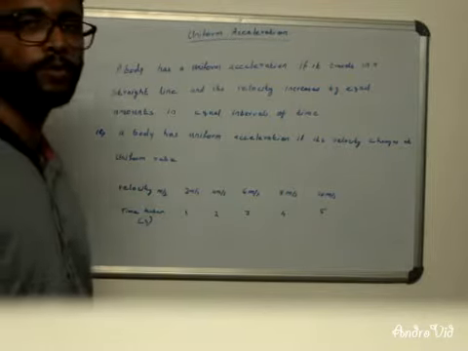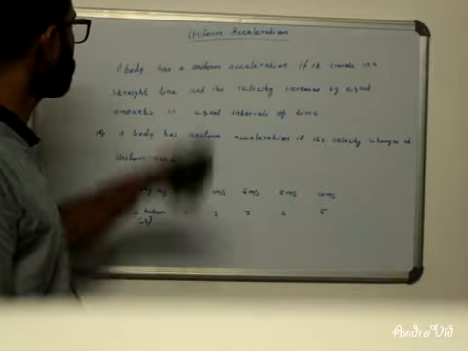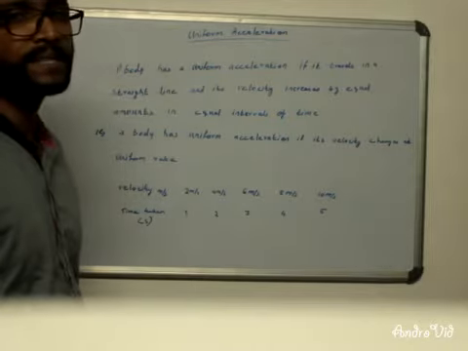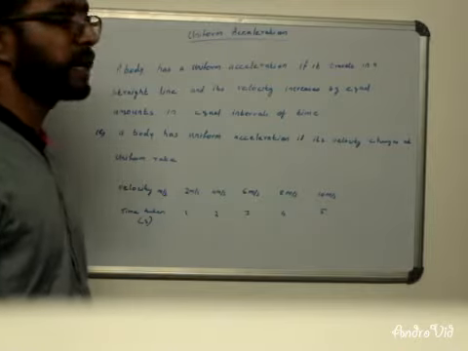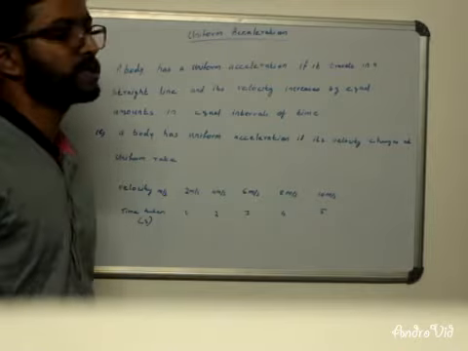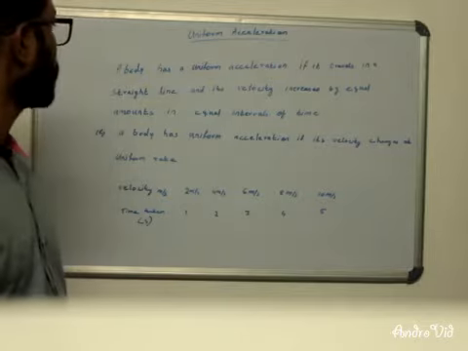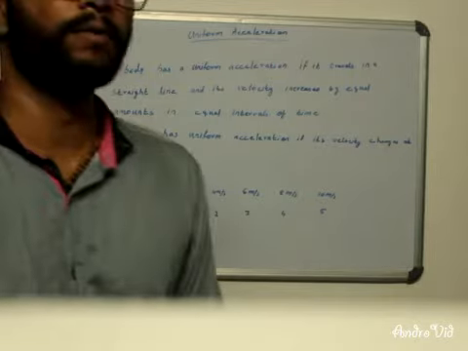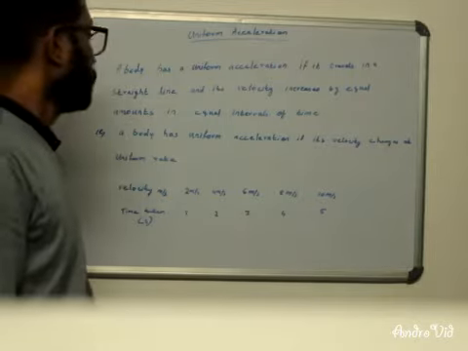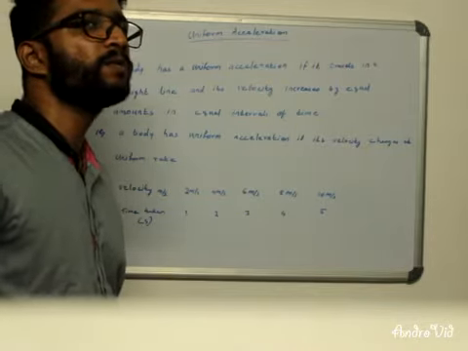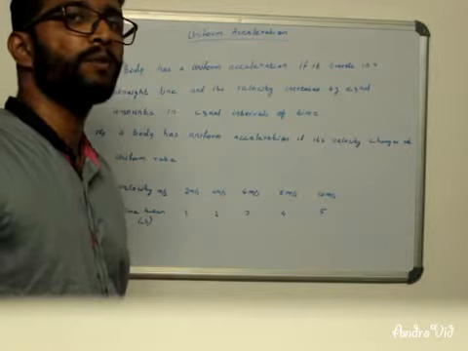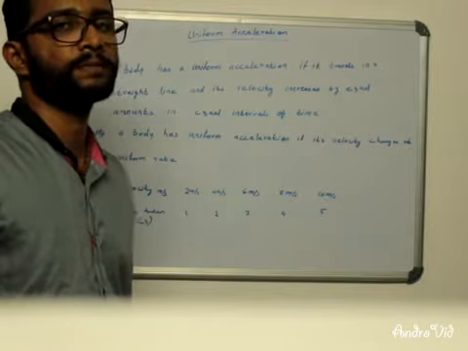Now, uniform acceleration. A body has a uniform acceleration if it travels in a straight line and its velocity increases by equal amounts in equal intervals of time. So when can we say that a body is in uniform acceleration?